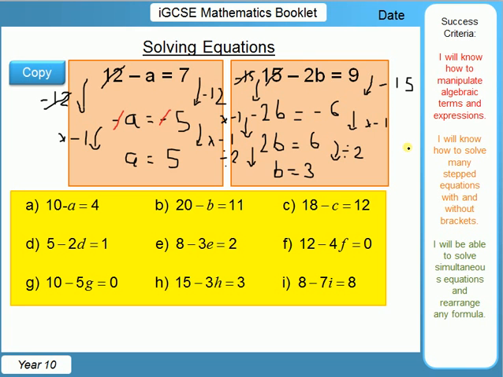Okay, now it's your turn again. So, like before, there are 9 questions below. See if you can answer the questions for me and work out what A, B, C, etc. are.